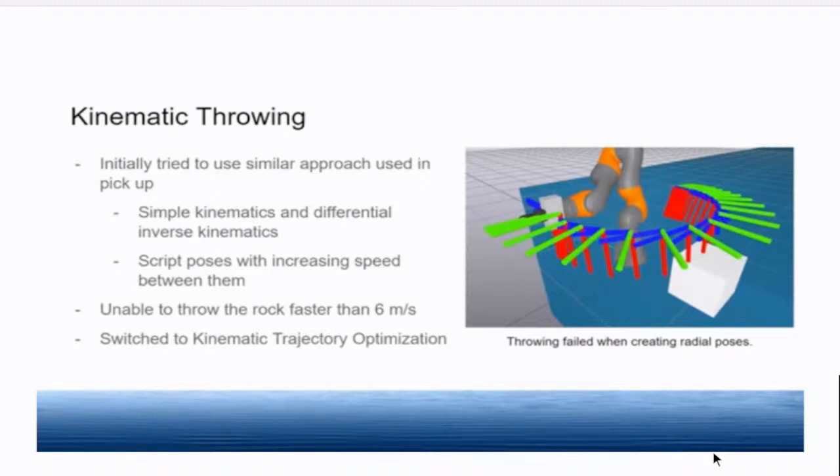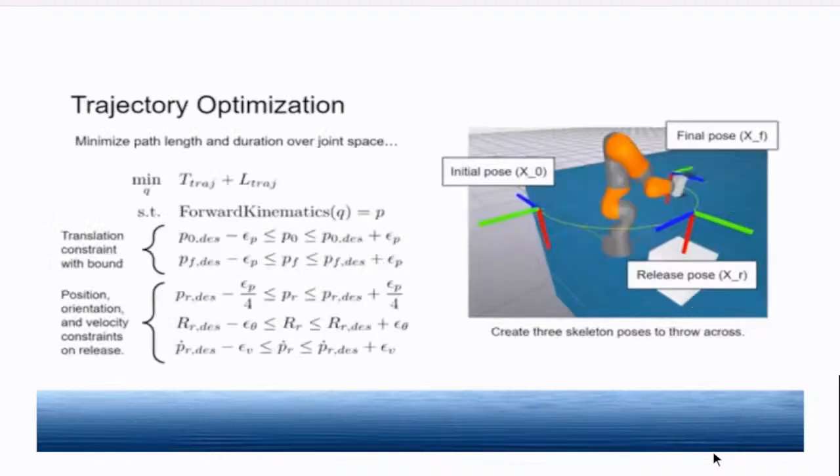To overcome this, we switched to kinematic trajectory optimization. We knew we wanted a similar radial throwing trajectory. Specifically, we wanted the trajectory to pass through a release pose and a final pose as shown in the image. Since the release of the rock matters the most when throwing, we added orientation and velocity constraints at this point. In the image, you can see these poses as well as the yellow trajectory line created from the optimization.